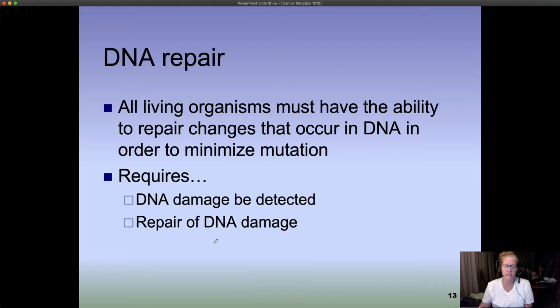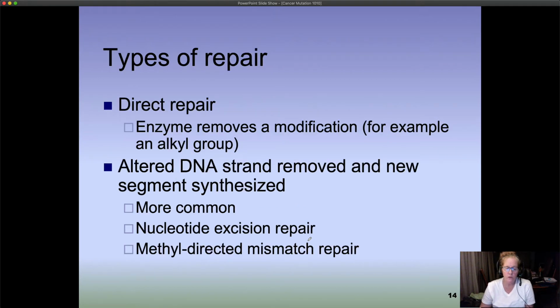Now, in order for DNA repair to take place, first off, we have to be able to detect that damage is even present. And then enzymes that are responsible for repair will move in and actually carry out that process. So the types of repair that we're going to talk about are alterations in direct repair. In direct repair, an enzyme is going to remove a modification. So either a methyl group, an alkyl group, or some kind of chemical modification has occurred to the actual nucleotide itself. So it's going to go in, remove the modification and repair it.